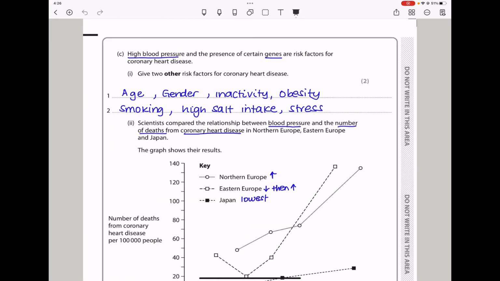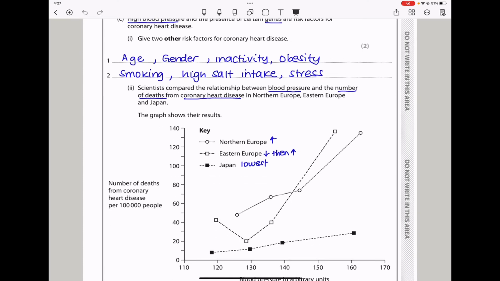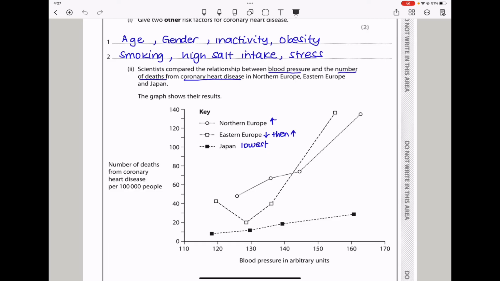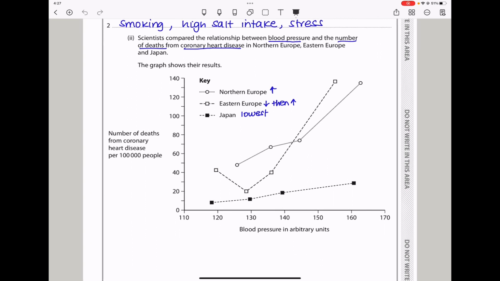Moving on. Here they say, a higher blood pressure and the presence of certain genes are risk factors for coronary heart disease. Give two other risk factors for coronary heart disease. It could be age, it could be gender, lack of activity, obesity, smoking, high salt intake, stress, and so on. Next they say, scientists compared the relationship between blood pressure and the number of deaths from coronary heart disease in Northern Europe, Eastern Europe, and Japan. The graph shows their results.